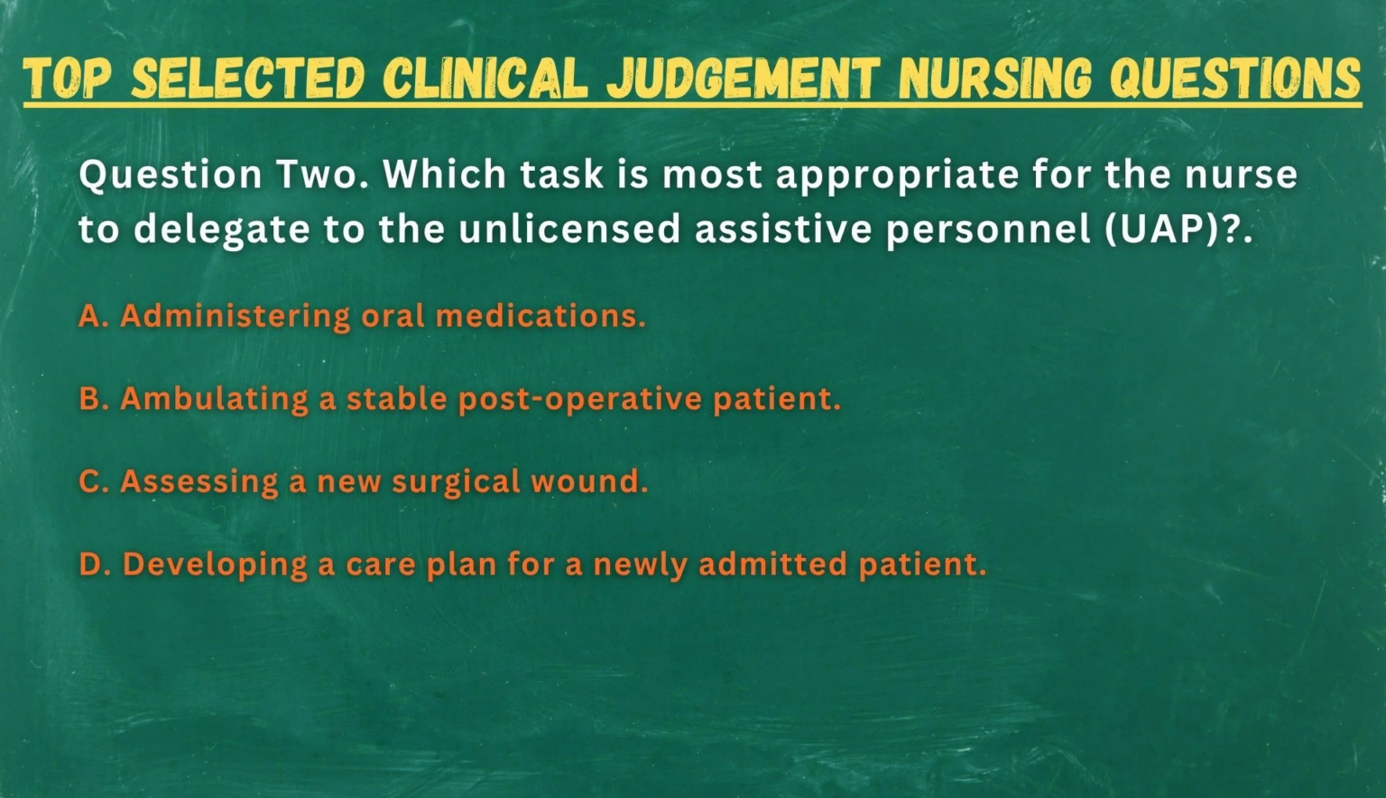Question 2. Which task is most appropriate for the nurse to delegate to the unlicensed assistive personnel, UAP? A. Administering oral medications. B. Ambulating a stable post-operative patient. C. Assessing a new surgical wound. D. Developing a care plan for a newly admitted patient.